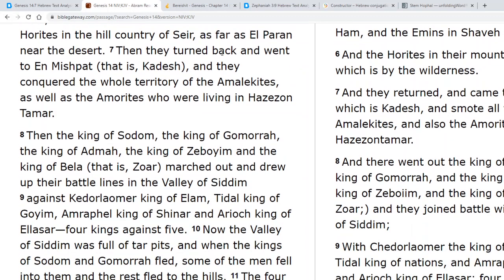NIV: "Then they turned back and went to En Mishpat, that is Kadesh." So the NIV is keeping the words that are two words in the Hebrew also two words in the English, which I prefer. "And they conquered the whole territory of the Amalekites." So they're translating sde as territory, as well as the Amorites who were living in Hatzaton Tamar.